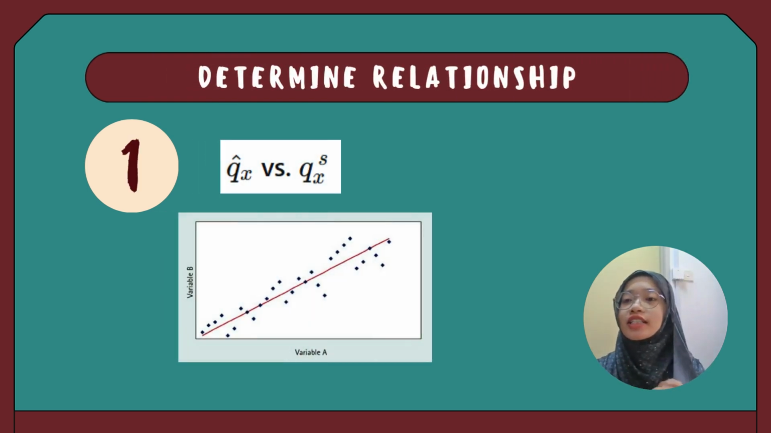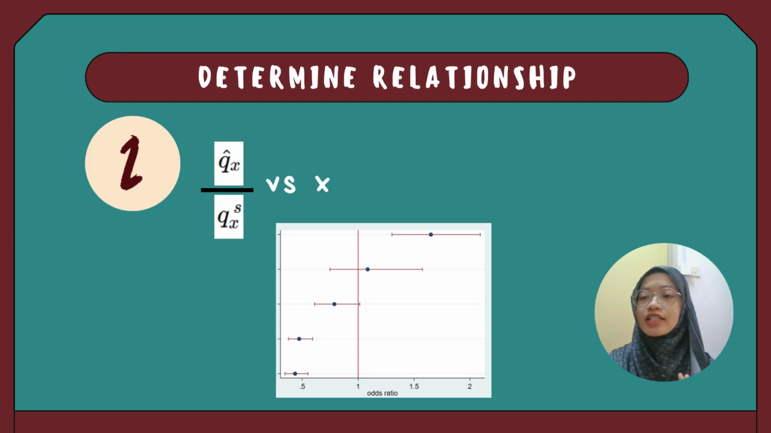Now we need to know the relationship of the data calculated. Firstly, plot the data of crude rates and standard table rates to find out whether it is a linear line graph. Second, plot crude rates over standard table rates for y and x for the ratio plot. Now look and determine whether it fits the ratio plot.